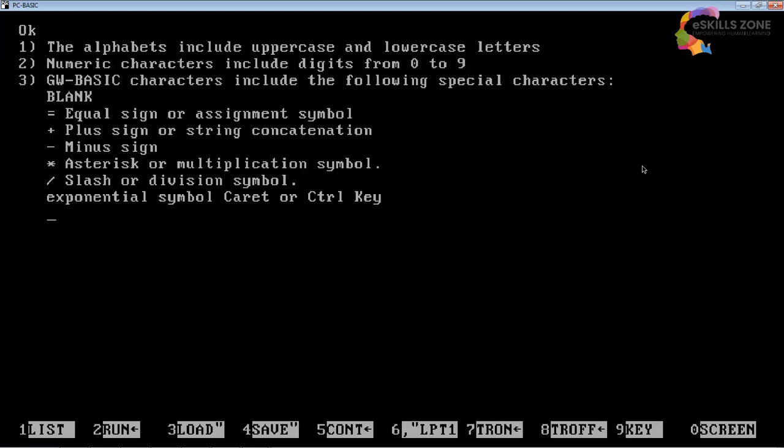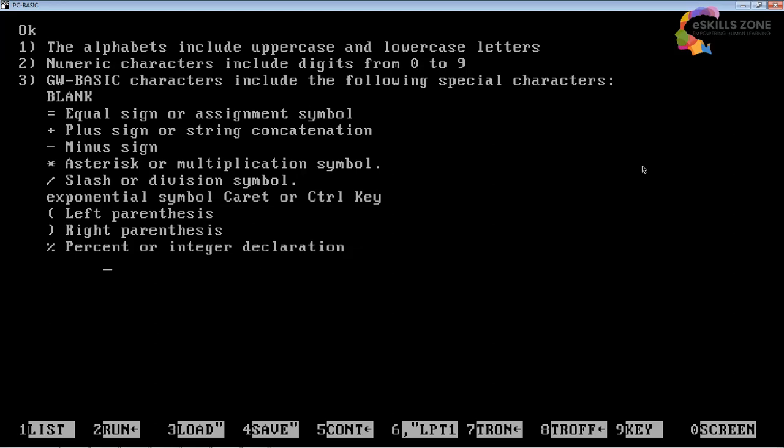And the next one is left parenthesis, bracket, parenthesis, and right parenthesis. These are all special characters, the list of characters we are discussing. And the next one is the percentage sign, percent or integer declaration.